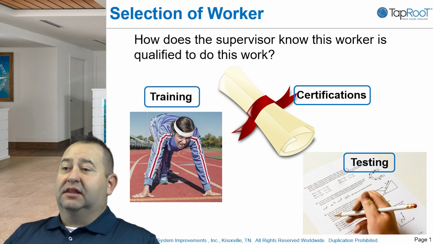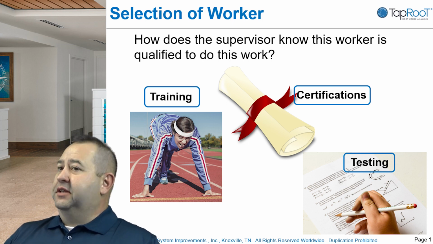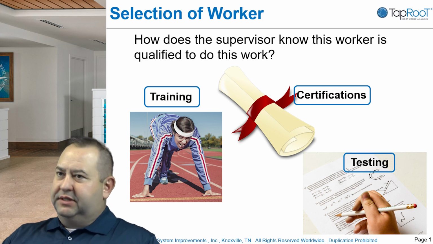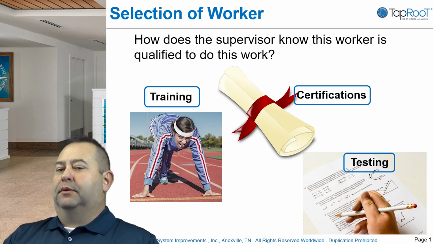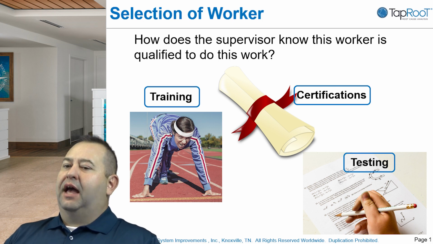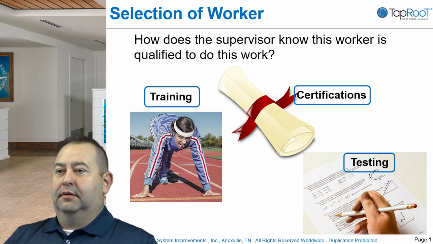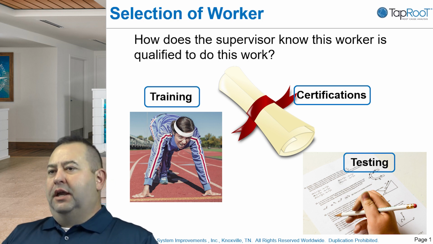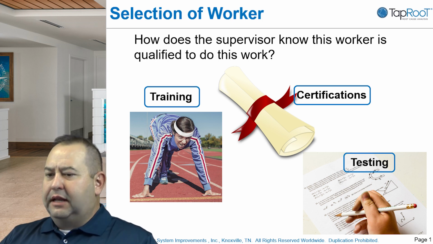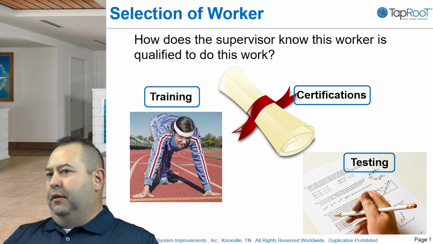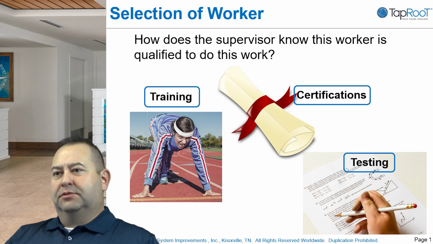Now, finally, the selection of worker. It's common that you may hear the supervisor should have known better than to select this particular person or this particular team member because. Well, again, a question to ask ourselves, how does this supervisor know this worker is qualified to do this work? So there's traditional ways of knowing that through trainings and certifications and testings of your workers, mentor programs, signing off on these workers that they are qualified to do this work.